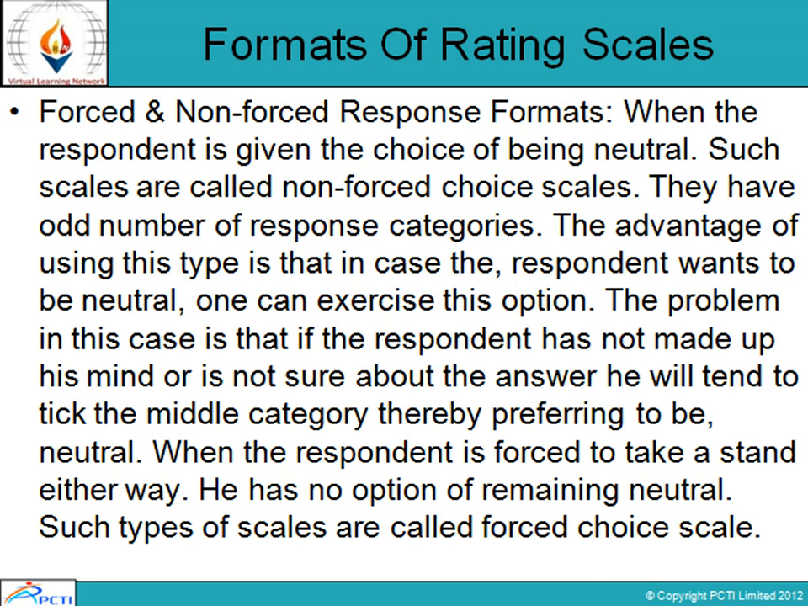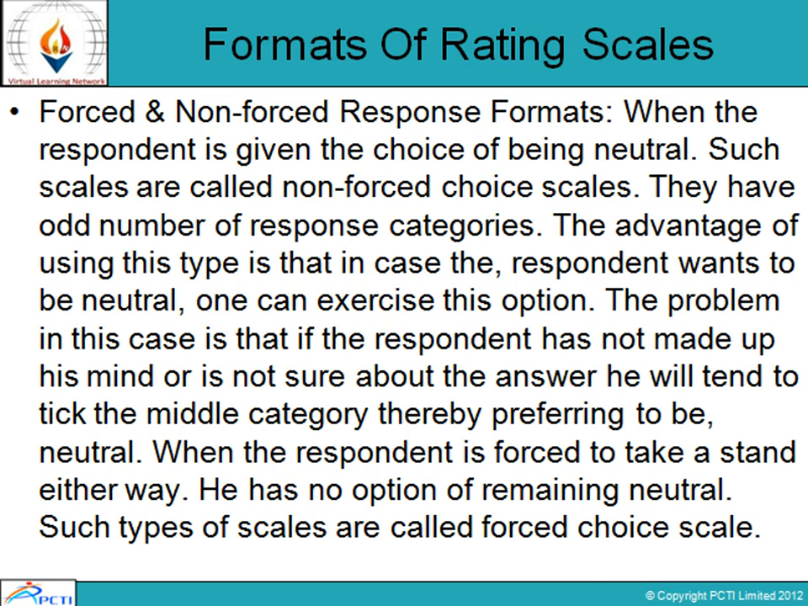Now the advantage of using this is that if the respondent wants to be neutral, there is an option that he can exercise. Now a problem with this method is that if the respondent has not made up his mind, or even if he is not sure about the answer, there is a tendency that he will take the middle category because of his lack of knowledge and his not knowing the answers.